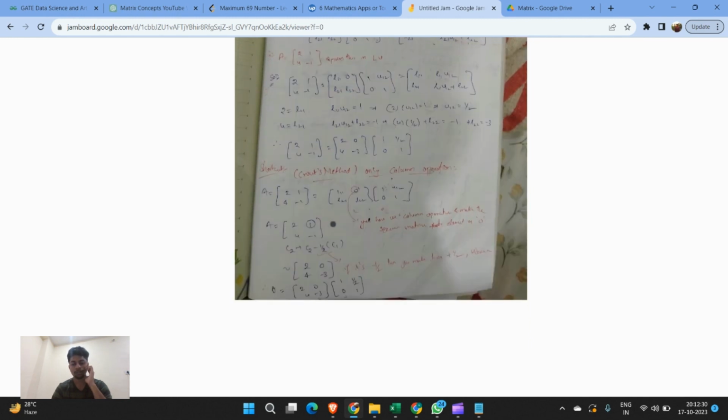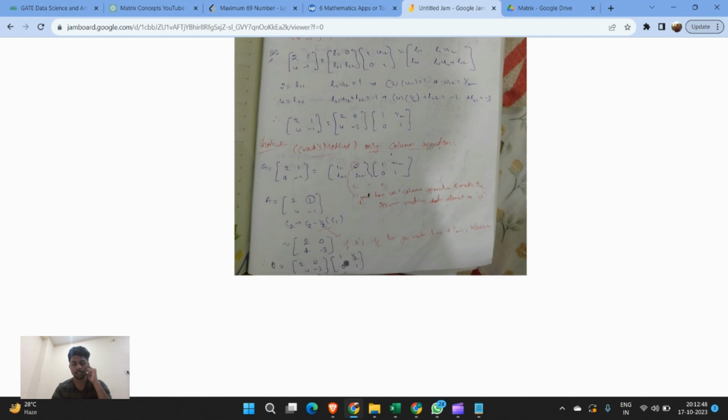So you can apply some column operations. If you're going for Crout's approach, you have to implement column operations. Your target is to make this element 0. So the operation is C2 minus half into C1. Then this one becomes 0. You'll get this kind of matrix. Then you have to arrange this in this form.